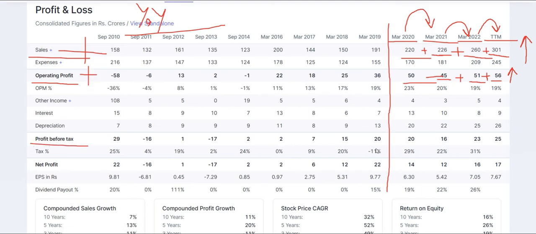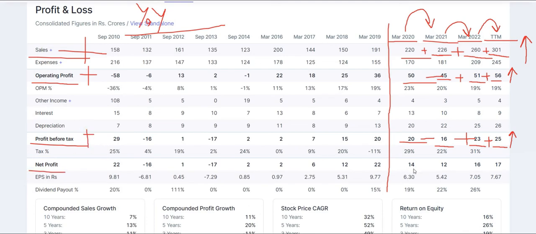Coming to profit before tax, it is 20 crore rupees. From there it decreased to 16 crore rupees. From there it increased to 23 crore rupees, and further increased to 25 crore rupees. So you could say that profit before tax is also increasing every year, leaving 1 year. So we mark it in a positive manner.